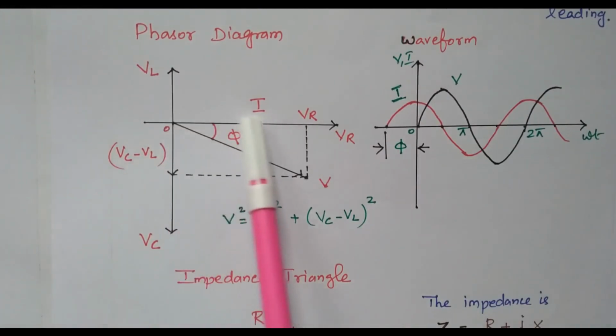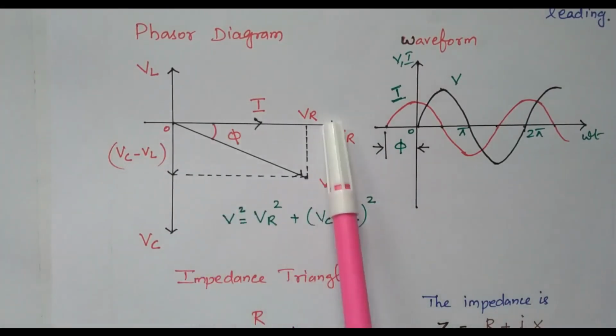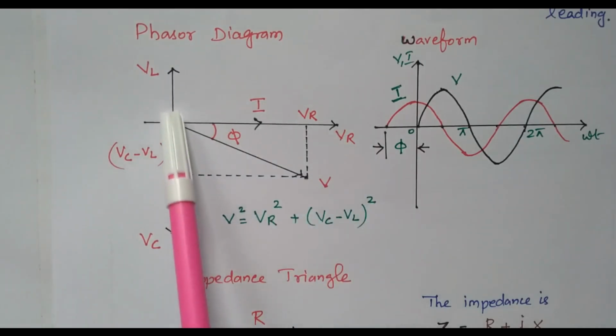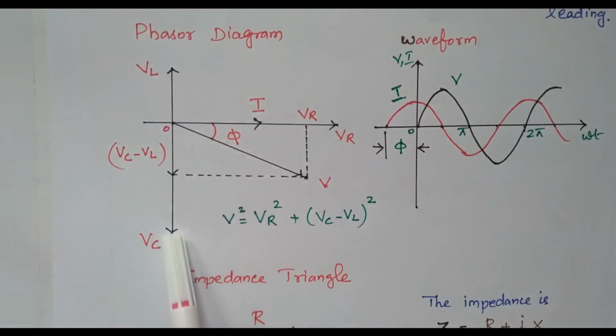So this is the reference vector, current. The voltage across the resistor is in phase with the current. So this is the voltage across the inductor, lesser value. This is the voltage drop across the capacitor, more value. Right? VC is more than VL. So the difference between these two is VC minus VL.